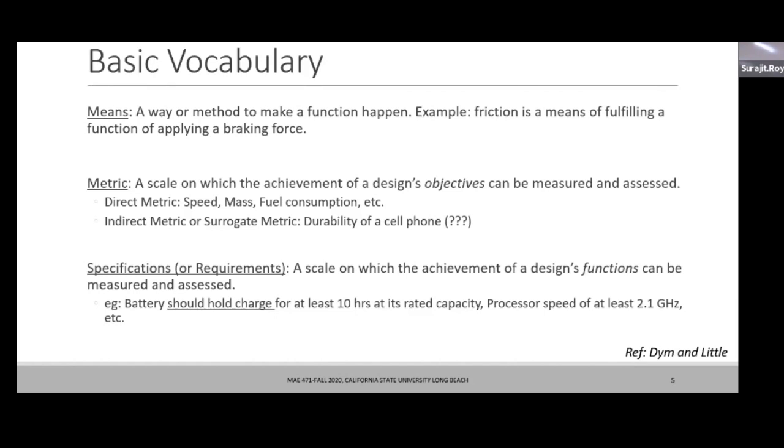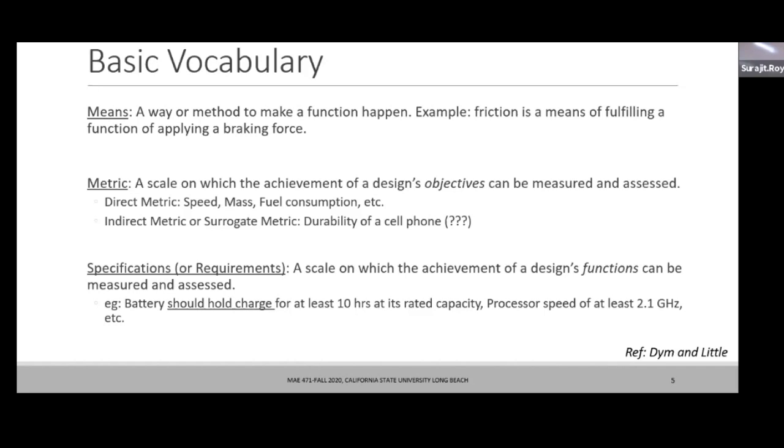Now, sometimes the metrics can be direct metrics. A direct metric means that you can measure the speed, the mass, the fuel consumption. Sometimes the metrics are not so direct. You have to have some indirect metric. For example, I want to measure the durability of a specific product, for example, a cell phone. So the desired feature for us is durability.